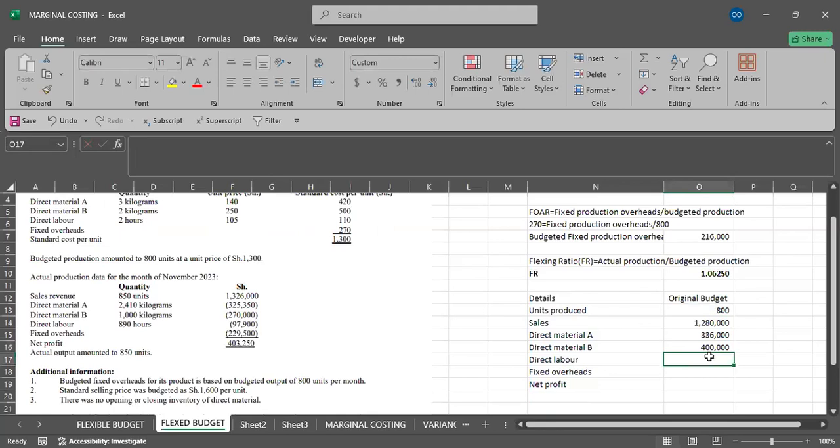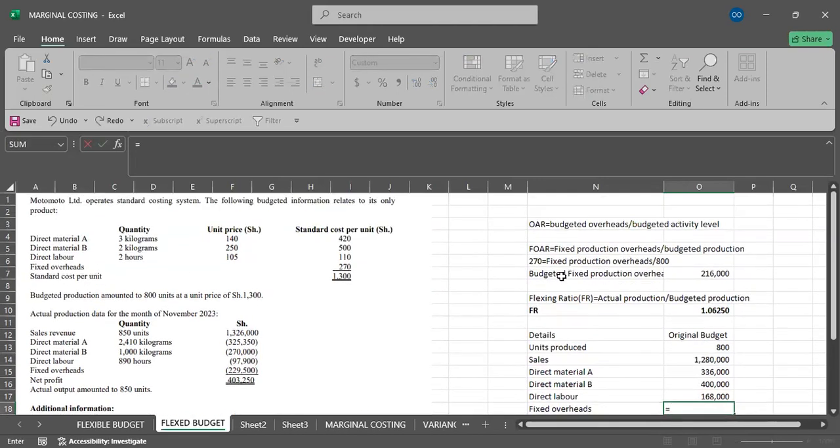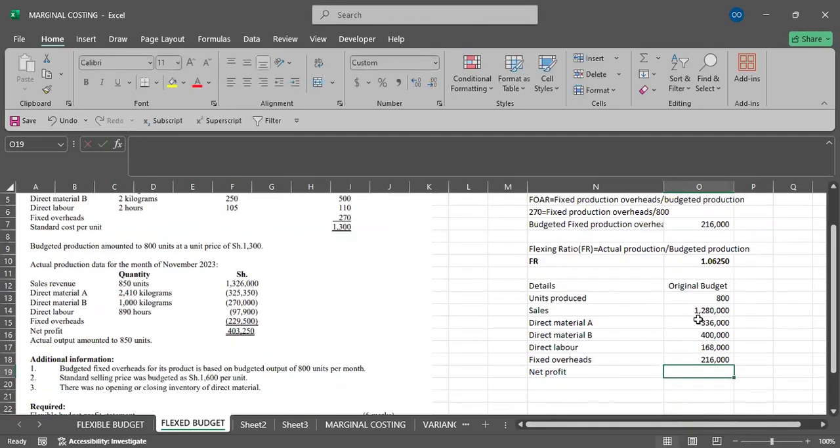Direct labor, we have identified that each hour is supposed to be 105, and they utilized 2 hours to produce 1 unit. That will give us the total cost, which was done for 800 units, right? Great. And our fixed overheads, we actually calculated it up here. Budgeted fixed production overheads, 216,000. Good. So look at it here.